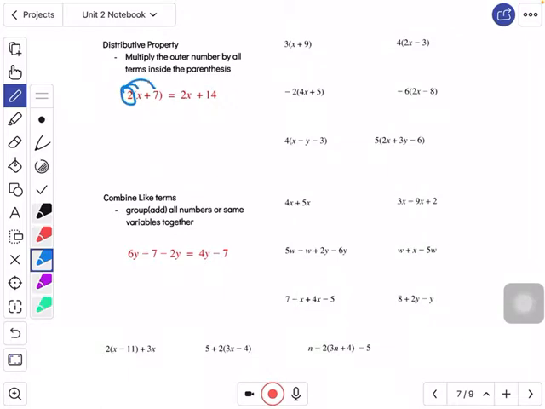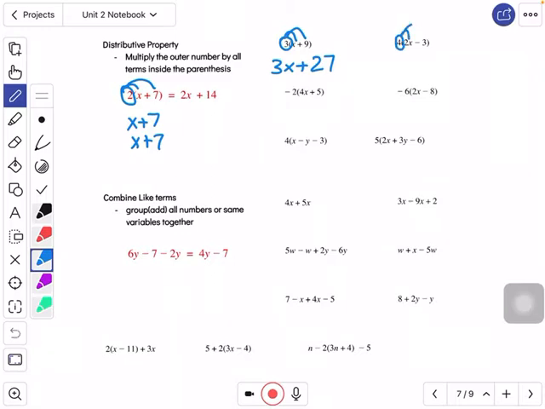Right, so it's saying we have 2x plus 7. So that's 2 times x is 2x, 2 times 7 is 14. Here we're multiplying 3 by x and 9, or we have 3x plus 9s. So that's 3x plus 27.